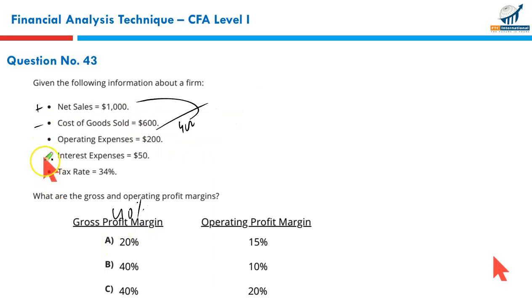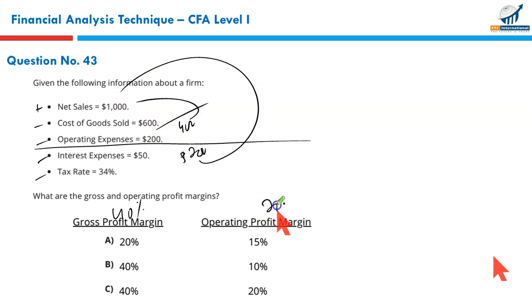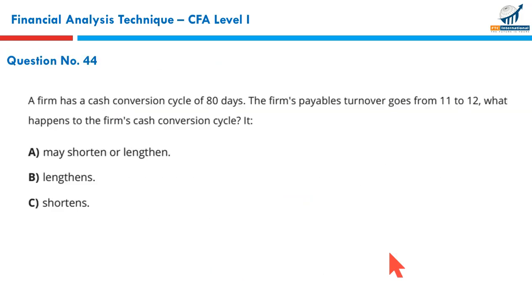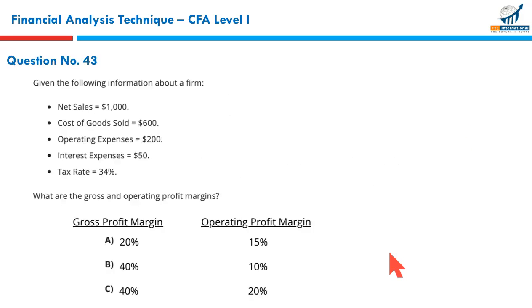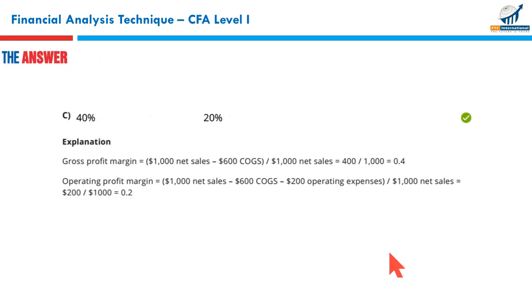Sales less cost of sales, less operating expenses, less interest expense, less tax. Deducting all these should give you the net operating profit. We just need operating till here. So 1000 less 600 less 200 gives you $200. This $200, your operating profit is what percentage of sales? 20%. And there you go, 40, 20. That makes C to be the correct option. C it is.